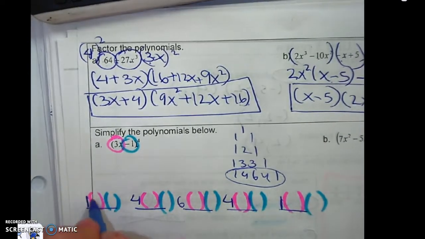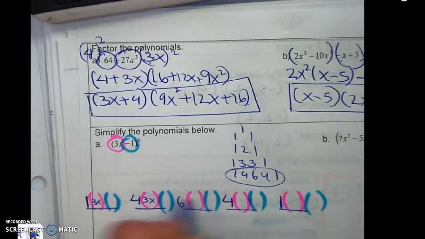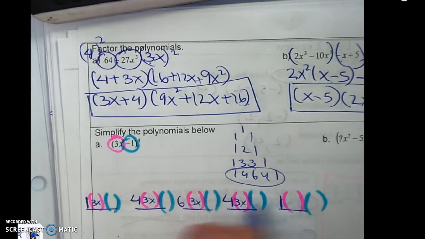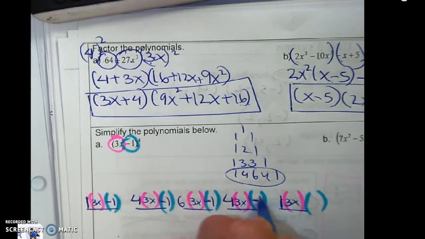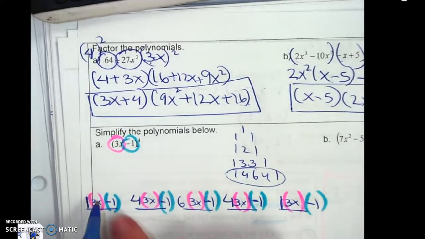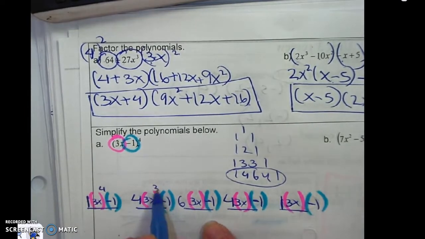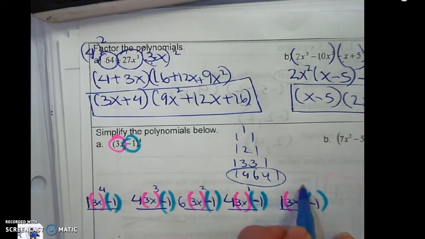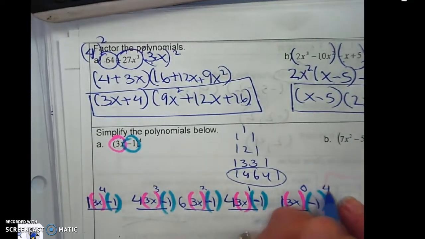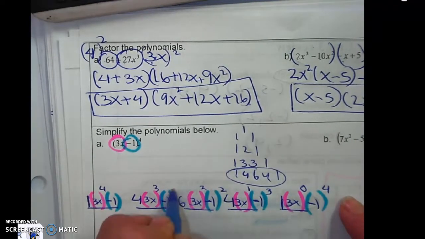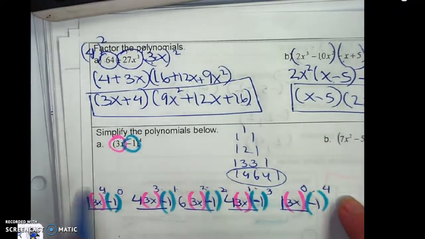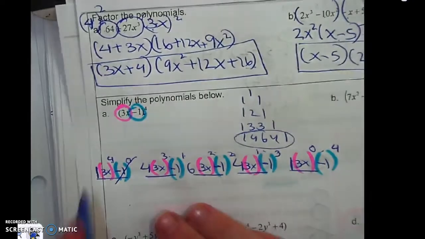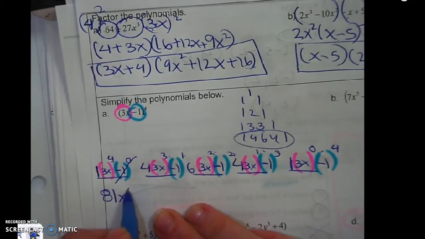so I'm going to go 3x, 3x, 3x, 3x, 3x, -1, -1, -1, -1, -1. So this will be 4, 3, 2, 1, 0. This will be 4, 3, 2, 1, 0. 4 plus 0, 4, 4, 4, 4, 4. Zeros are gone. 3x to the 4th. If you're not sure what it is, use a darn calculator. 81x to the 4th.